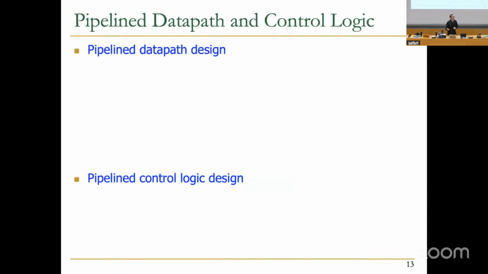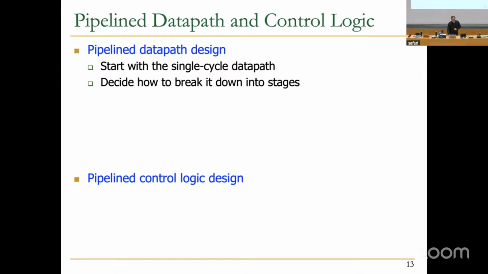So how do you do a pipeline design? Basically, if you want to design a pipeline processor, you go through the same process that we have gone through for both single cycle and multi-cycle. You need to design the data path first, and then you need to design the control logic later, okay? That's what we've done for every processor that we have designed so far. So a pipeline data path design. What is a pipeline data path? Essentially, you start with a single cycle data path. We've already designed the single cycle data path. Let's start with that. And then you decide how to break it down into stages.